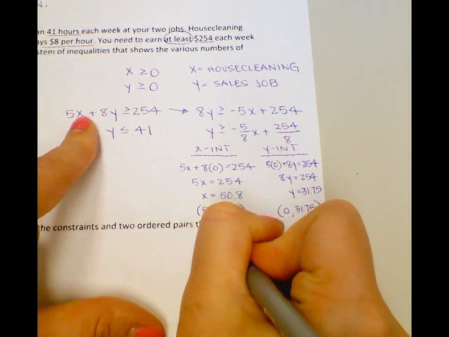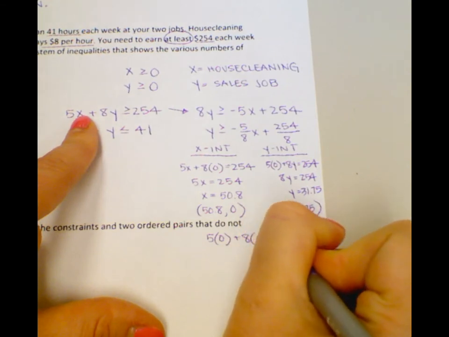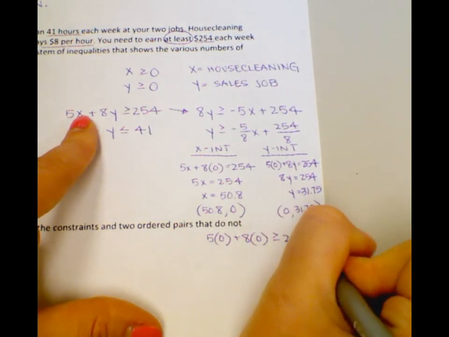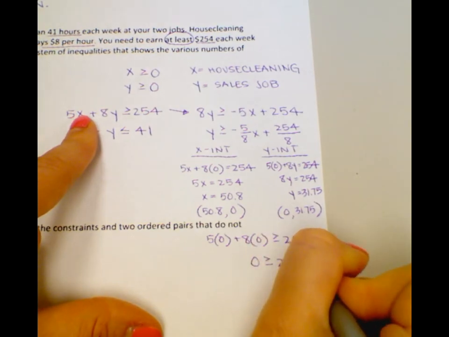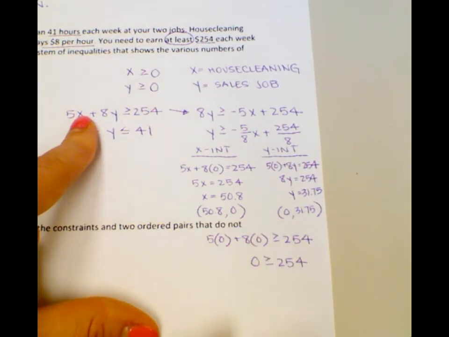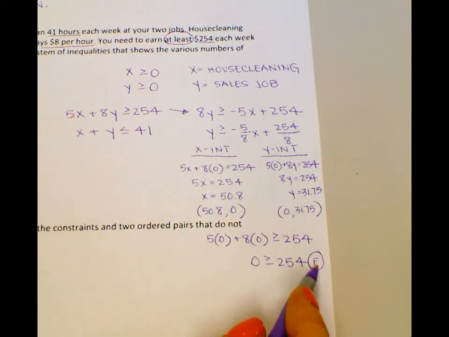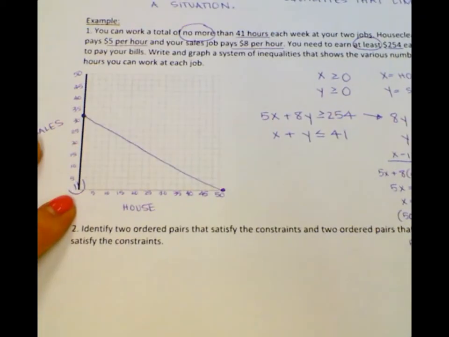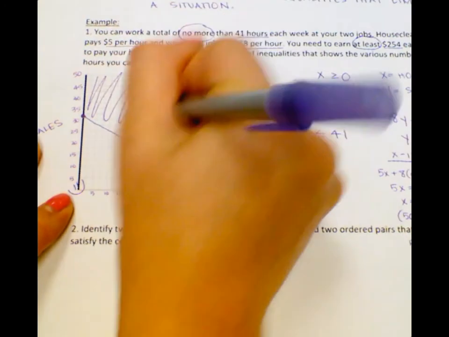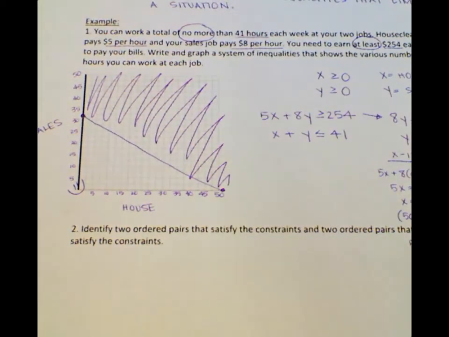I'm plugging a 0 in for x. I'm plugging a 0 in for y. So what's going to happen to my whole left side? Yeah, it's all zeros. So is 0 greater than or equal to 254? Yes or no? No, that's false. So remember, when it's false, don't shade with your smiley face. It does not work, so you do not want it in your solution. All right, first one done.